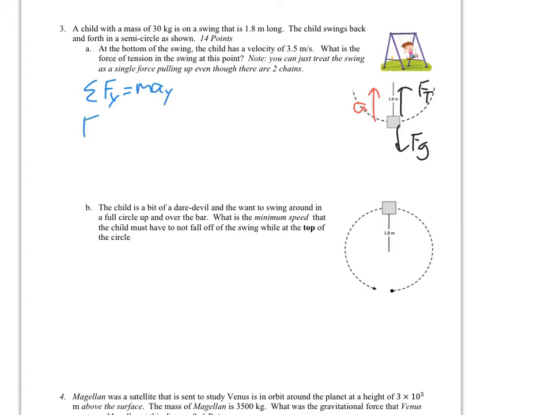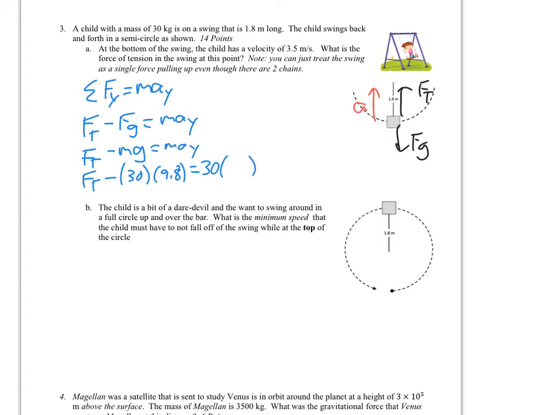So it's just going to be Ft minus Fg equals ma. So I can say my force of tension minus mg is going to be equal to ma. So the force of tension minus 30 times 9.8 is going to be equal to 30 times my acceleration. I don't know that, but I can find it.